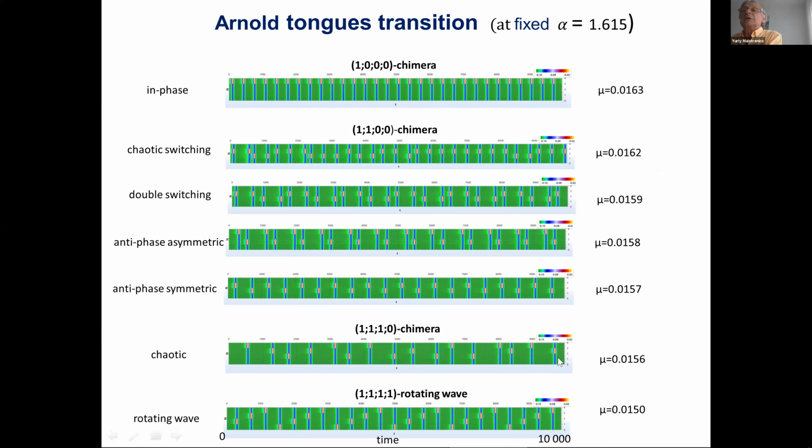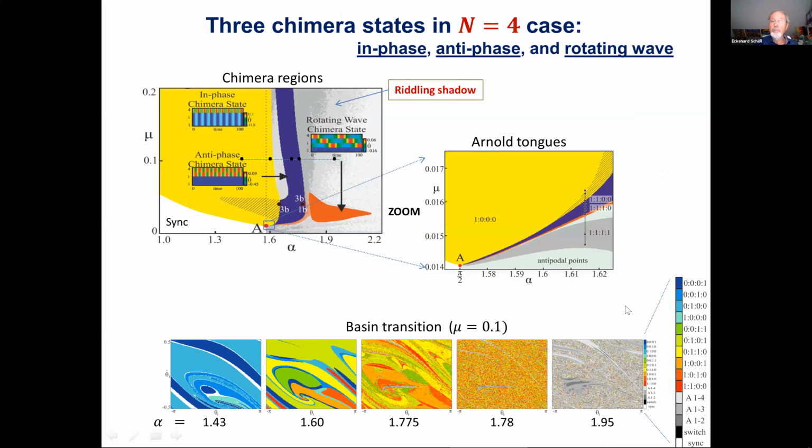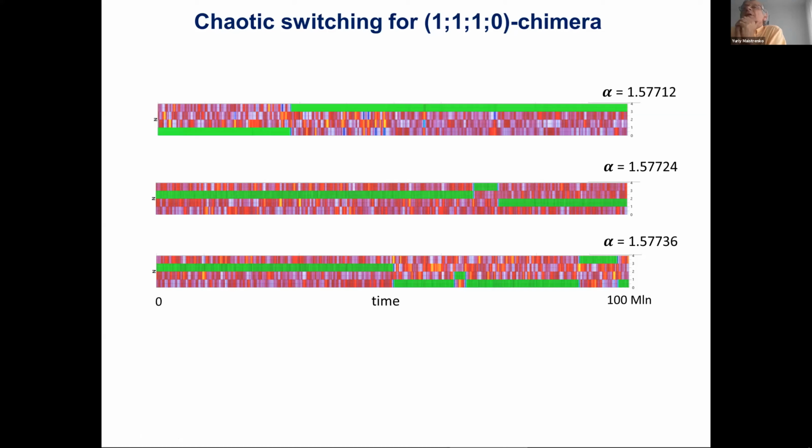We spent some time trying to understand this behavior. This behavior exists in a very thin orange tongue here, which goes to pi/2. We made simulations up to 100 million time units, trying to establish the stability of this state. Finally, we could not. Here, the parameter value is quite close to pi/2. We still have switching, which can occur after tens of millions of iterations, but finally we have a chaotic Chimera which switches all the time. So we concluded that this is only a chaotic switching Chimera.